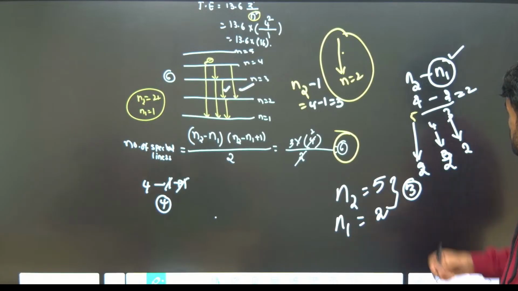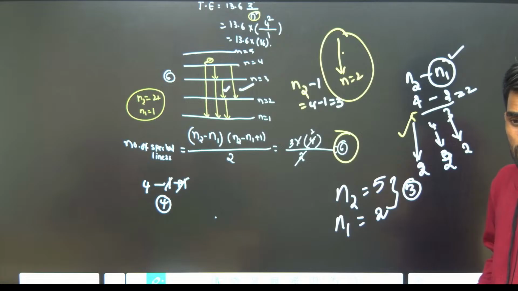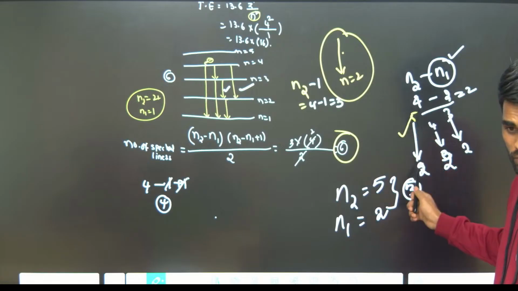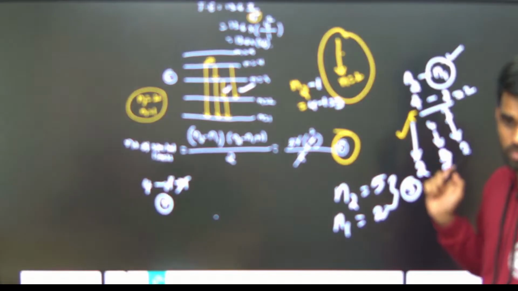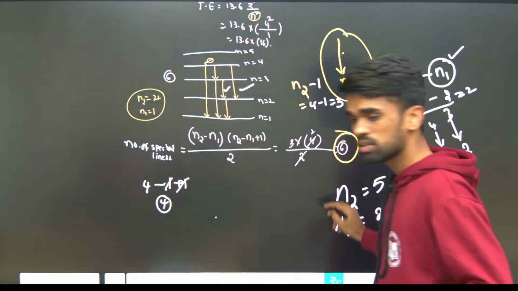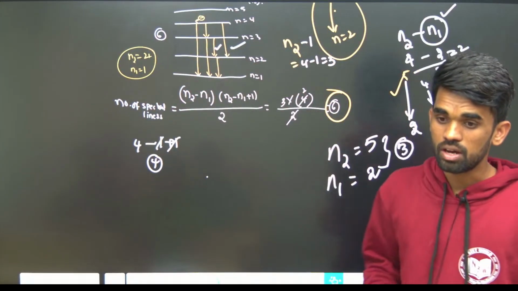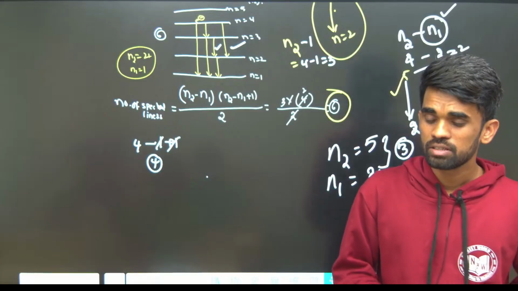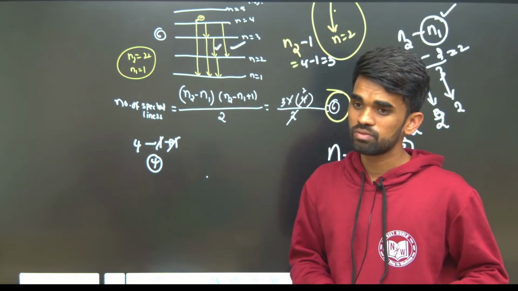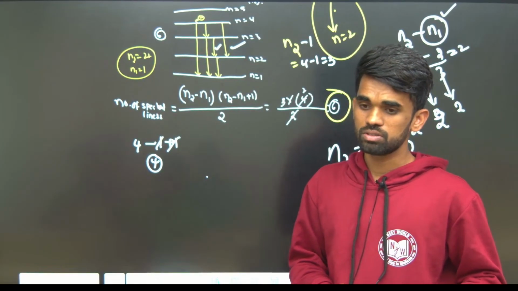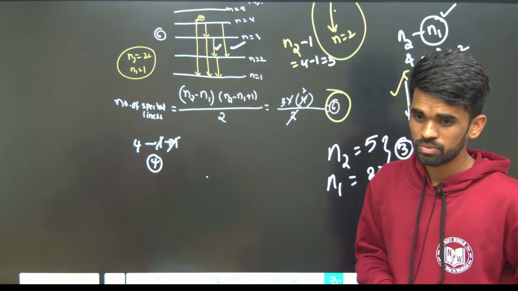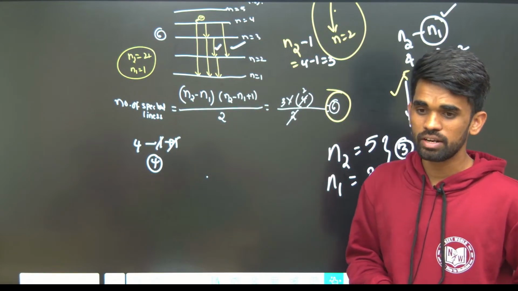If they ask for the wavelength, you should take the n1 and n2 values and do the problem. The formula you should use is 1 by lambda equals RH Z square times (1 by n1 square minus 1 by n2 square), where n2 should be greater than n1. Okay, that's it.